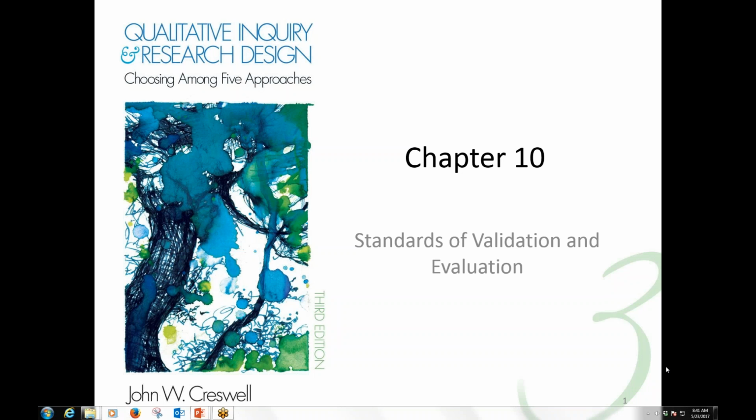Okay, now we are moving on to Chapter 10 of the main text for this course, which is Qualitative Inquiry and Research Design: Choosing Among 5 Approaches. And we are going to talk, in specific, about the standards of validation and evaluation of qualitative research.